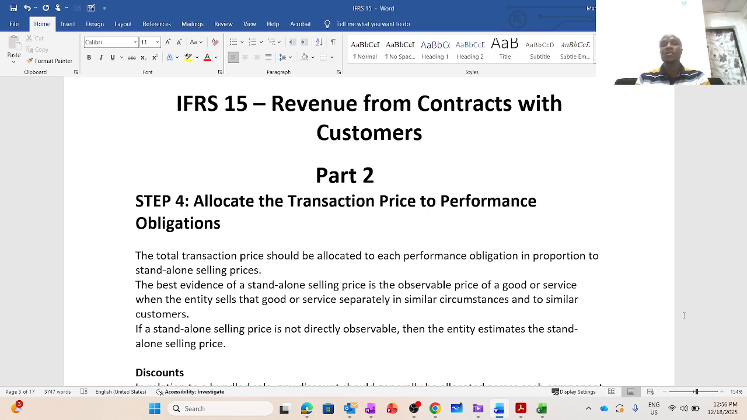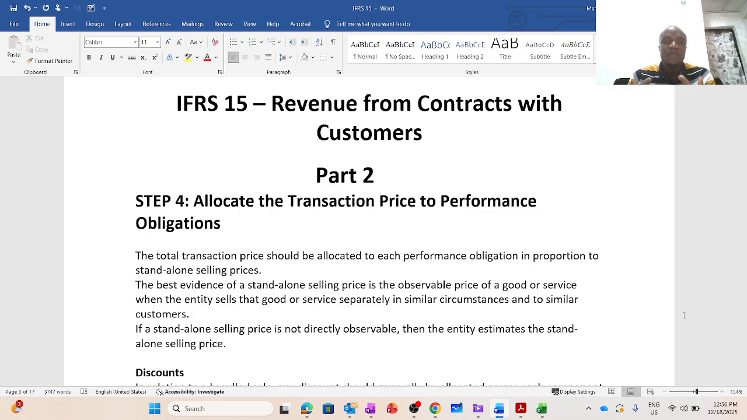First point we need to know: if there's a single performance obligation, then it means we are not going to allocate the transaction price because the performance obligation is single. Therefore, our total transaction price will be allocated to that particular single performance obligation.